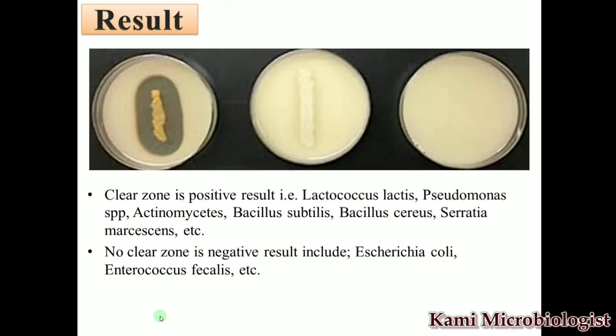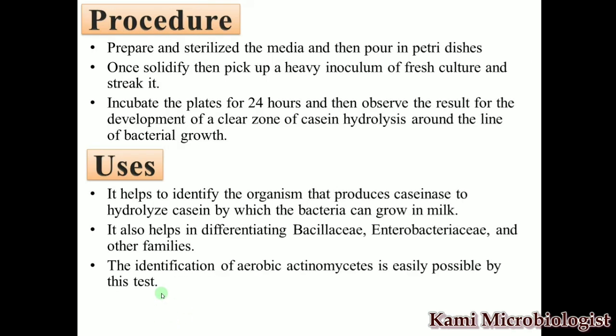Then we have the result. First of all, let me explain the procedure. First you need to prepare the media. Once the media is prepared, you need to sterilize it. Once the media is sterilized, you will pour it into petri dishes. Once it is solidified, because it is agar, you will take a heavy inoculum from the fresh culture and streak it onto the media. Then you will incubate the plate for 24 hours, and after that you will check the development of the zone on the plate.